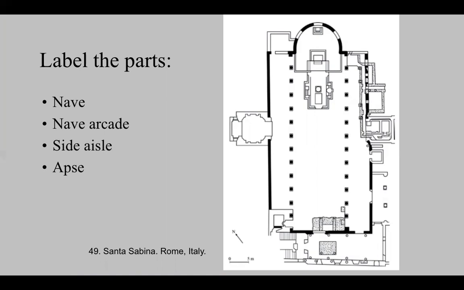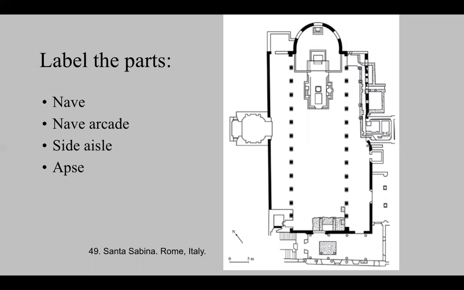Okay, so if I start with the first one, the nave. Where is the nave located on this plan? This is the plan for Santa Sabina. Where is it located? The nave. A nave is a central aisle. So this right here, if you see an arrow pointing there, that is the nave, okay?